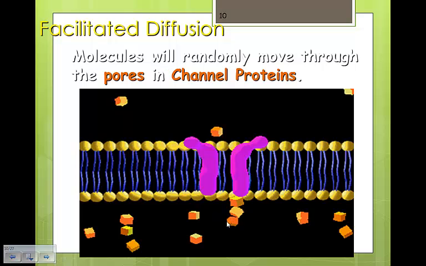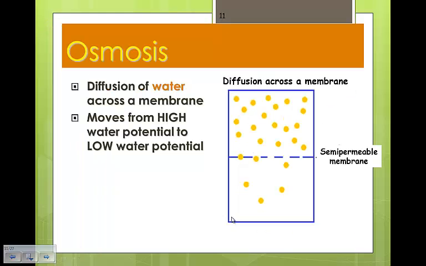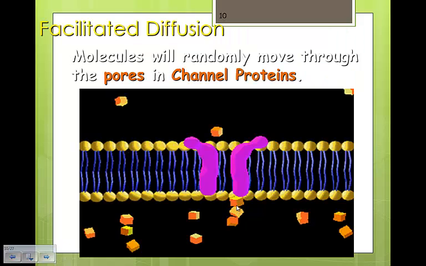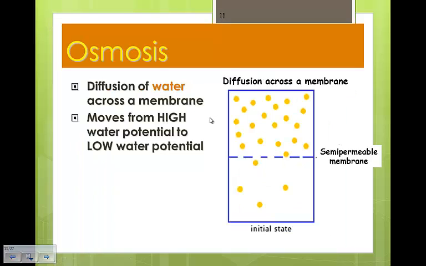So these molecules here, let me go back. Right here, they're going to want to diffuse. This is higher concentration in here, lower out there. So they're going to move through this protein channel. It's not going to require any energy. They're small enough to fit through here, and they're just naturally going to move from high to low concentration.